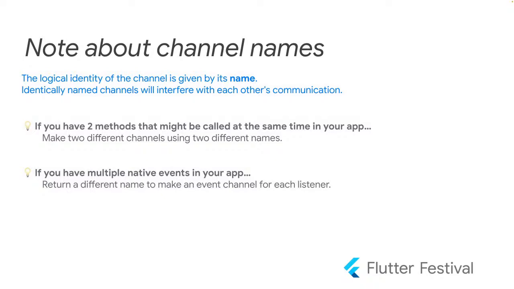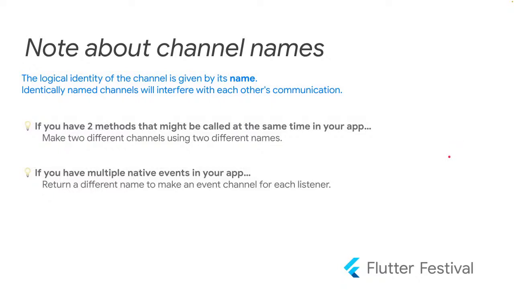So if you have two methods that might be called at the same time in your app, make two different channels using different names. And if you have multiple native events in your app, like multiple events that you want to listen or subscribe to, you make sure to return a different name for each event channel to make sure that they do not interfere with each other.